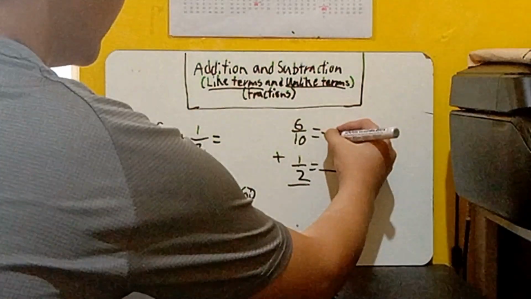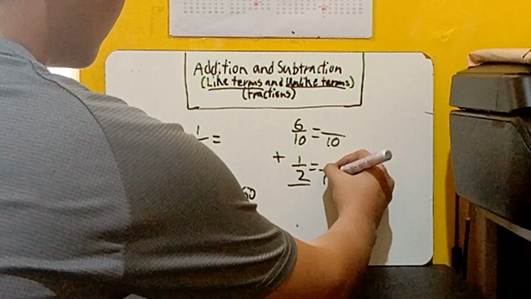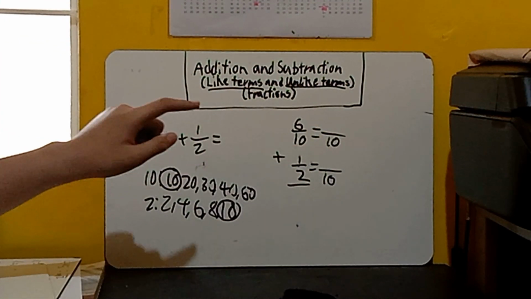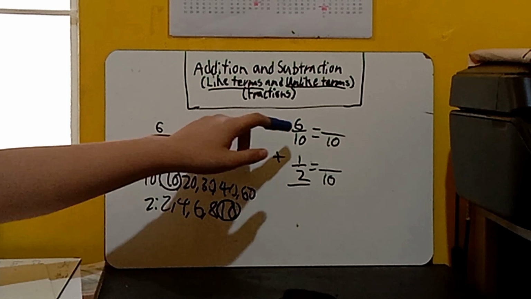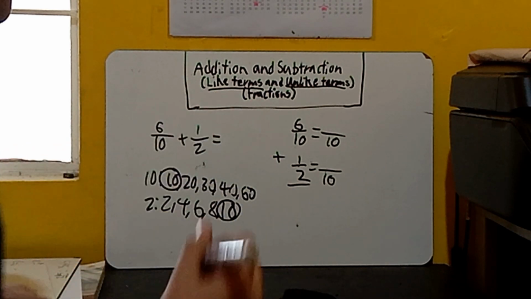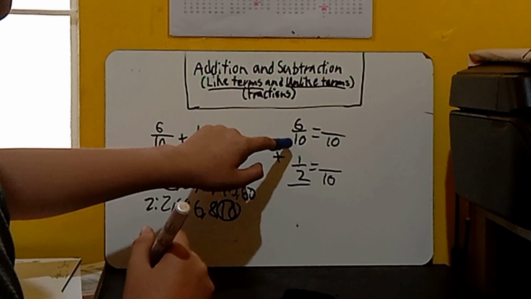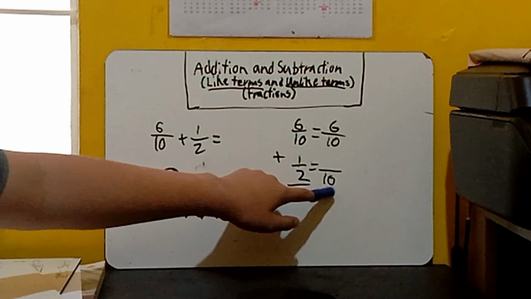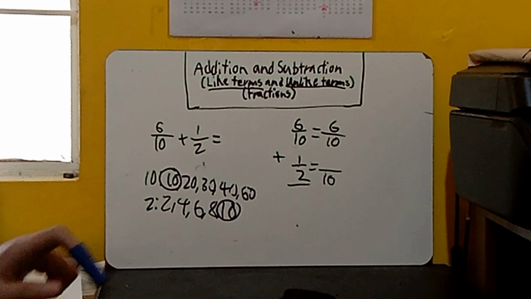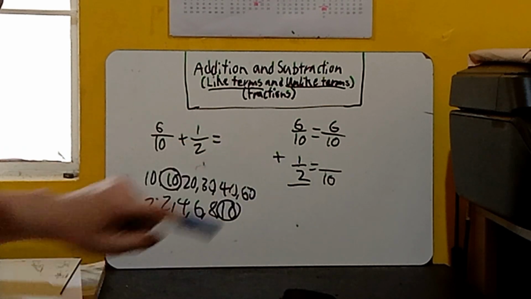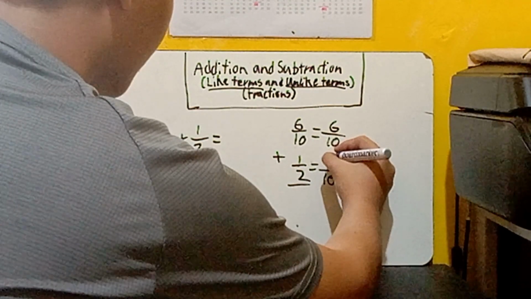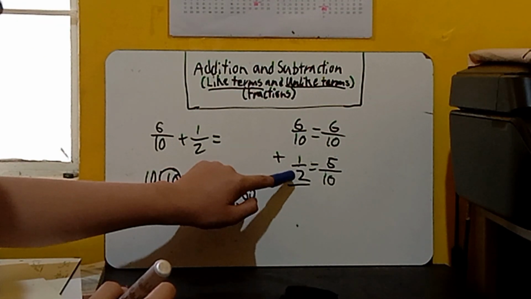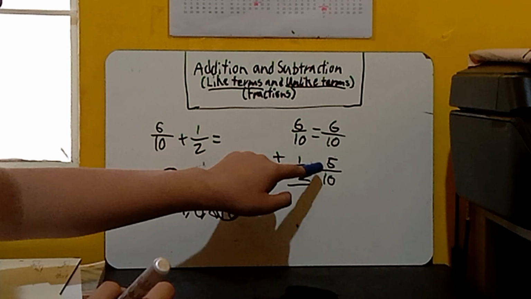So we're gonna put 10 here. So 10 divided by 10 is equal to 1. So 1 times 6 is equal to 6. And 10 divided by 2 is equal to 5. So 5 times 1 is equal to 5.